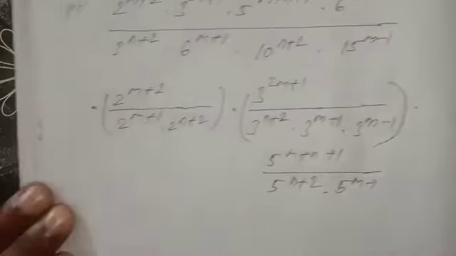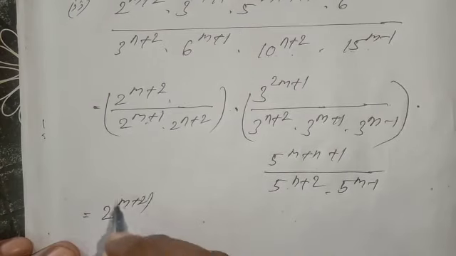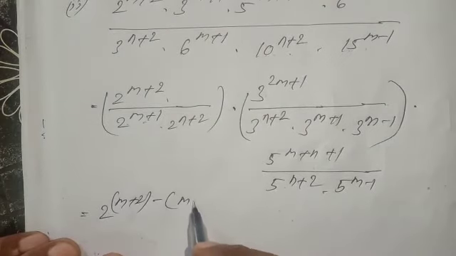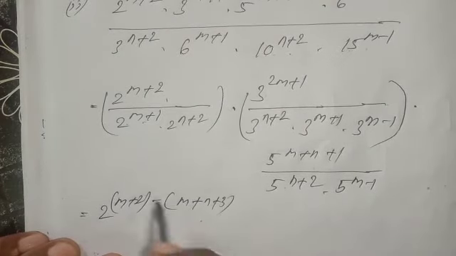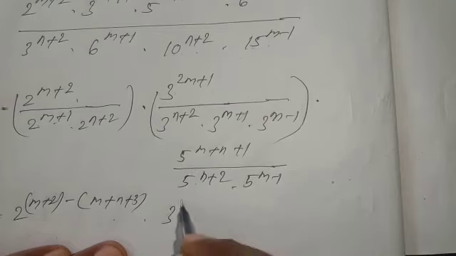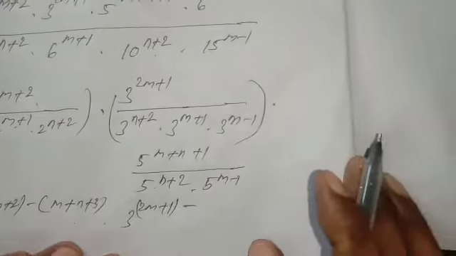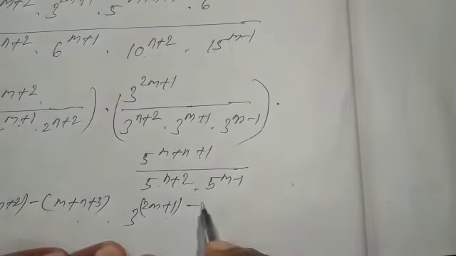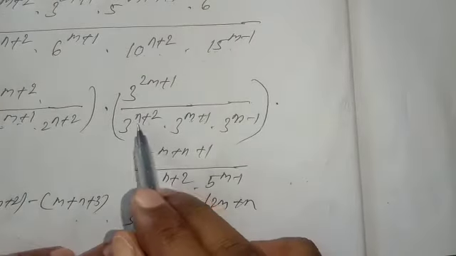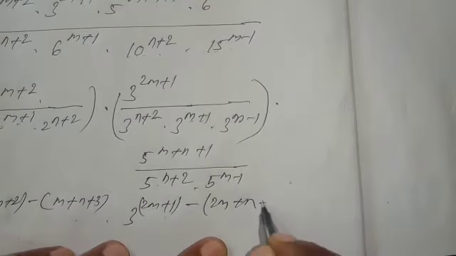Now just to see, it is coming 2 to the power m plus 2, and add both of these: m plus n plus 3, it will be minus m plus n plus 3. Just give it minus because divide means power subtracted. Here 3 to the power 2m plus 1 minus, add the power of all three and subtract: this is m plus m, 2m plus n. This is plus 2 plus 1 plus 3 minus 1 means plus 2.